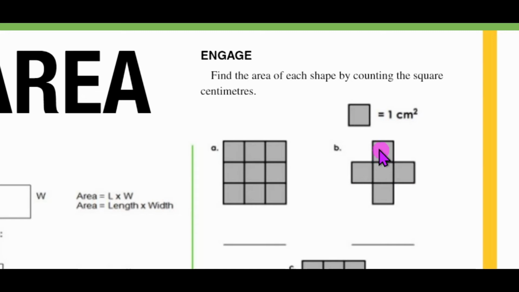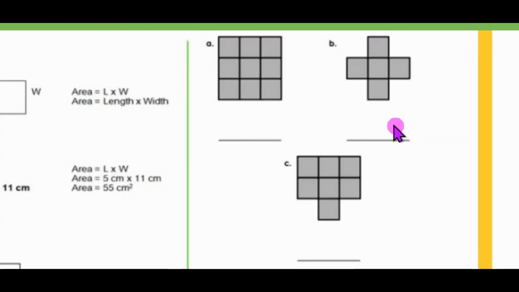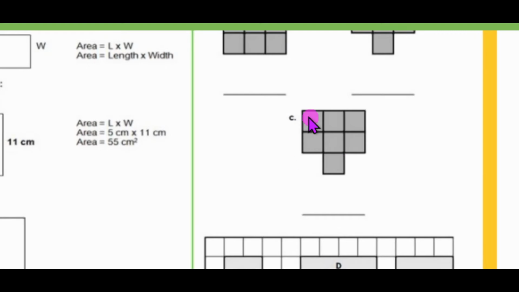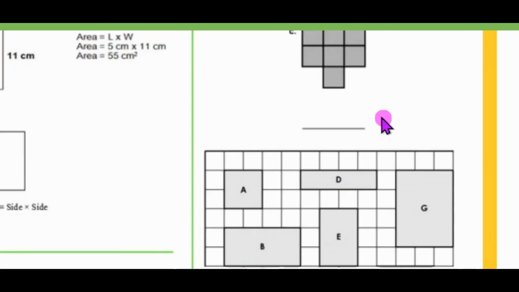So for B, we have 1, 2, 3, 4, and 5. So B, 5 centimeters squared. Let's look at C. 1, 2, 3, 4, 5, 6, 7. So for C, shape C, 7 centimeters squared would be the area.